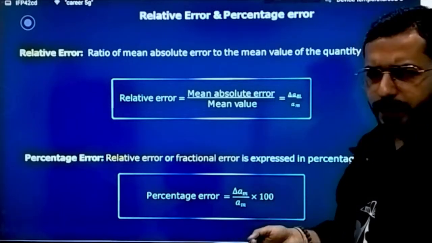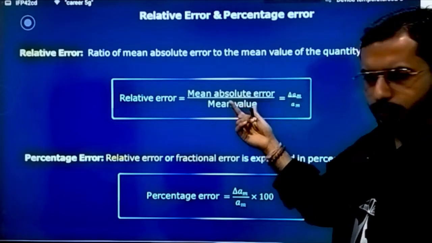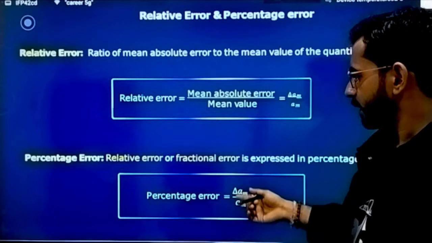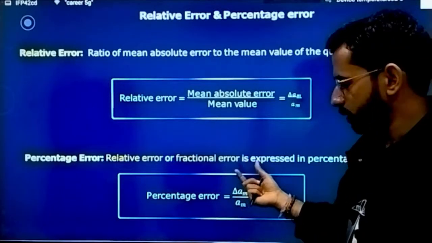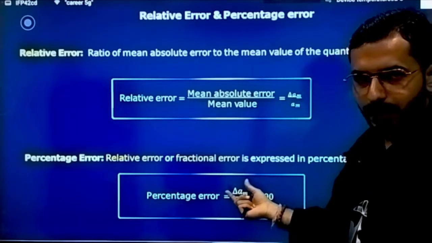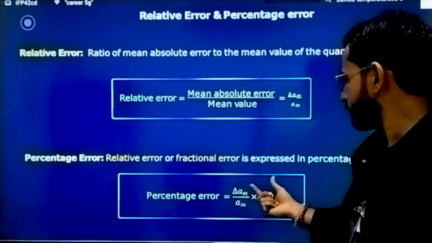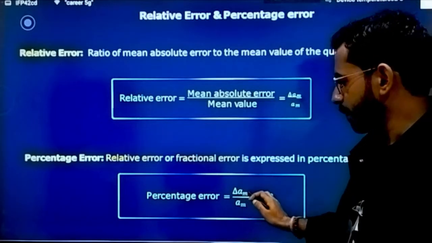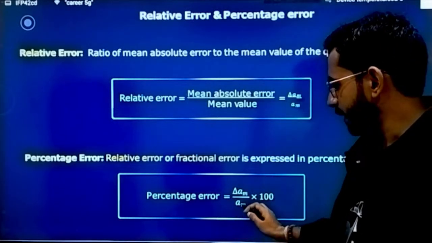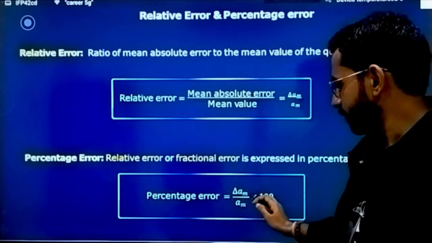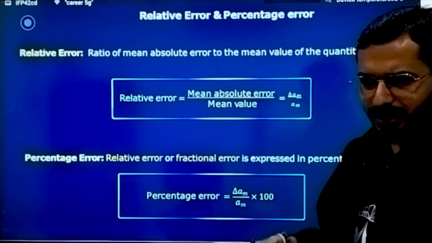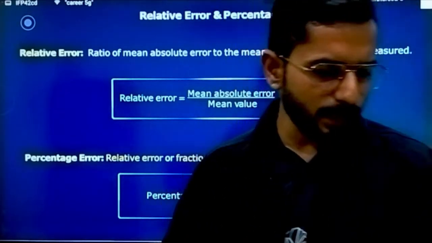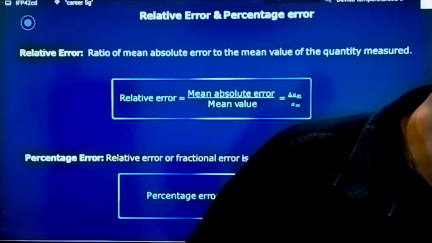Relative error: mean absolute error divided by the mean value. This is the formula for relative error. Percentage error, that means the fractional error that you will be having. Its relative error or fractional error is expressed in percentage. Delta a mean, that is the absolute error, divided by the mean average that you have calculated, multiplied by 100. For fractional error, more specific formulas are present.